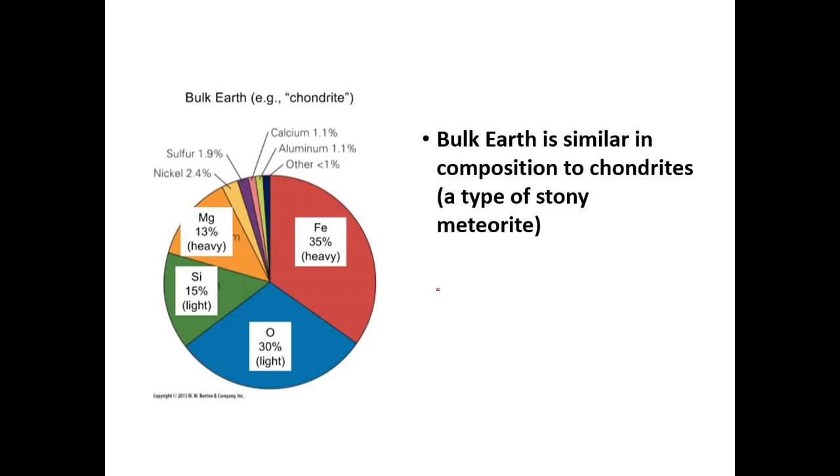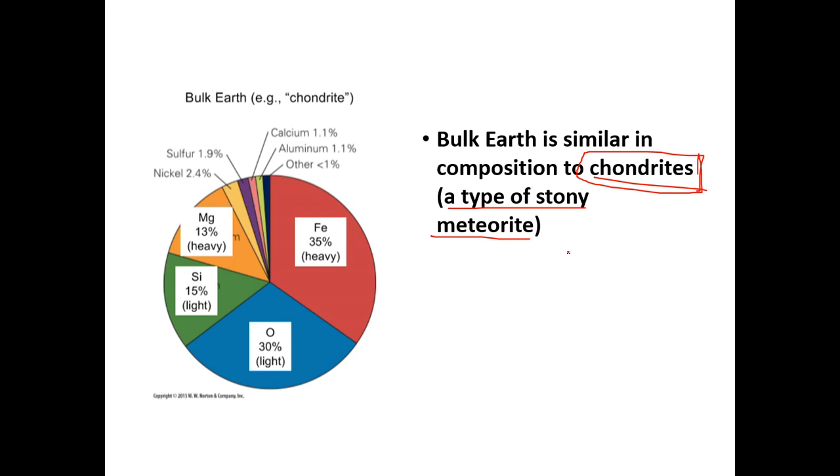It might interest you to know that the bulk Earth is similar in composition to something called chondrites. I guarantee most people haven't heard the word chondrites before. Chondrites are a type of stony meteorite. When we look at the meteorites that strike Earth, we notice that they are pretty close in composition to what we think the whole Earth is. There's the same ratio of metal to stone, and the same ratio of oxygen, magnesium, silicon and iron that we imagine the Earth has.